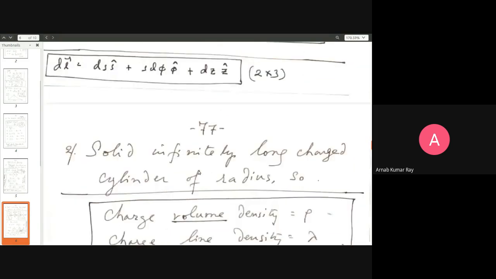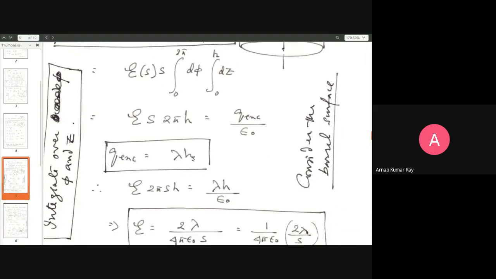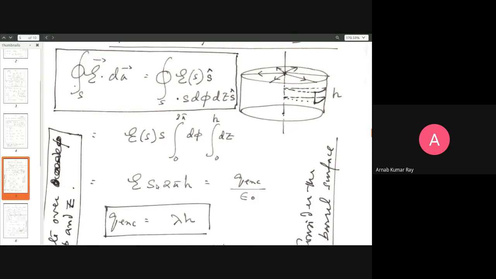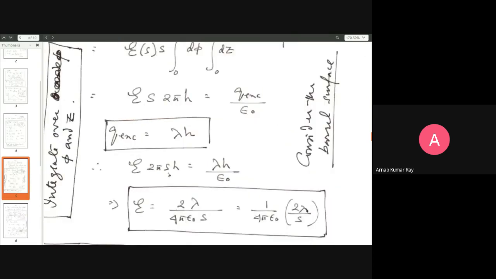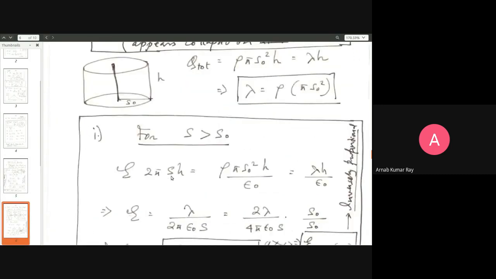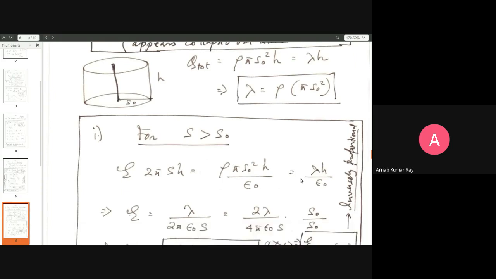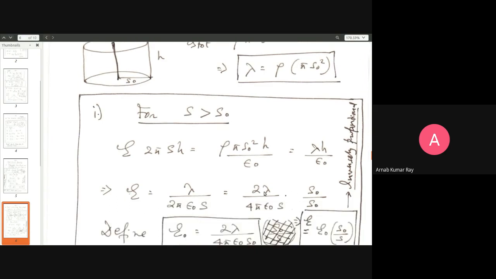That is this integral, E into 2 pi SH. That will always be the same. For cylindrical symmetry, this is the equation you have to have, E into 2 pi SH. And for spherical symmetry, E into 4 pi R squared. So that is what you have. So E into 2 pi SH is equal to, what is the total charge enclosed? Total charge enclosed will be the total charge in the cylinder, which is rho into pi S naught squared H by epsilon naught, and that's also equal to lambda H by epsilon naught.